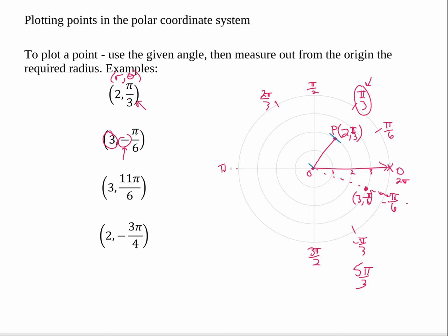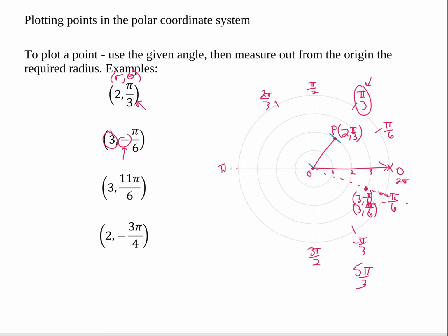So let's try 3 comma 11 pi over 6. Well, where is 11 pi over 6? Well, if you know that 12 pi over 6 is 2 pi, it's actually in the exact same spot. So this ordered pair right here is also 3 comma 11 pi over 6. So that same point counts as 2 different ordered pairs in the polar coordinate system, which doesn't happen in the rectangular coordinate system.